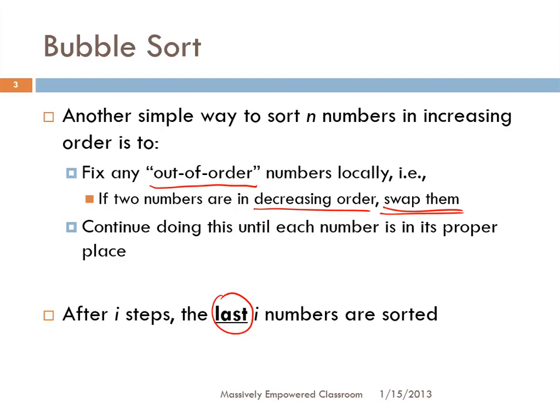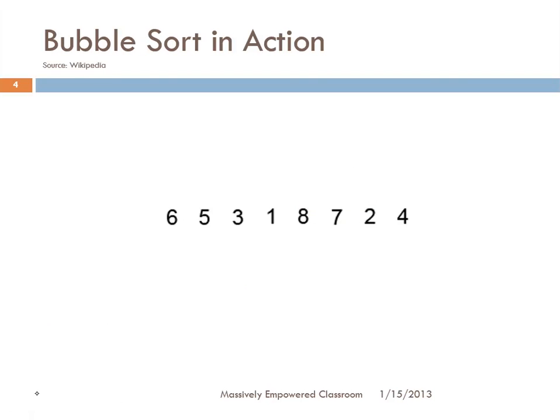So just like in the case of selection sort, let us first look at an animation to visually see and understand how bubble sort works. So here is an array of 8 elements. So first we compare 6 and 5. They were not in increasing order, so we exchange them. Now we are comparing 6 and 3. They are not in increasing order, so we exchange them. Now we compare 6 and 1, exchange them again.